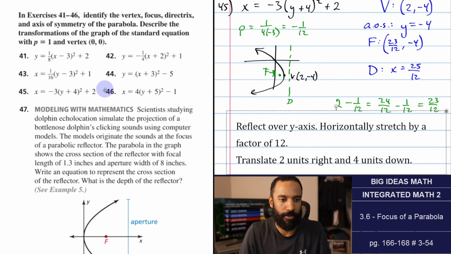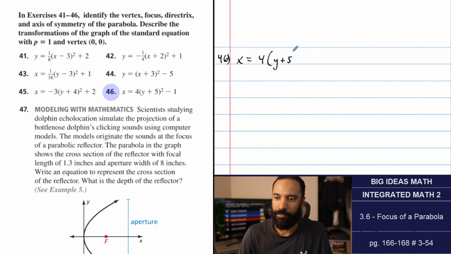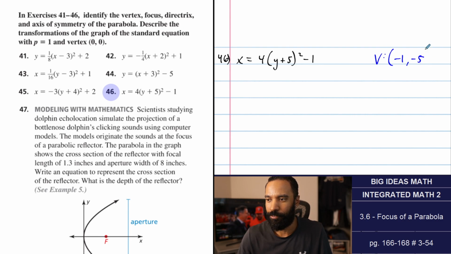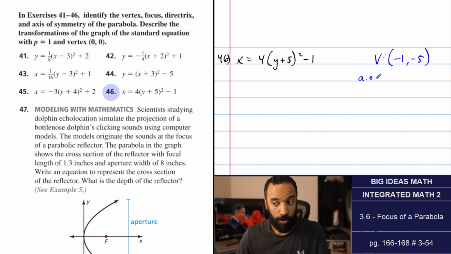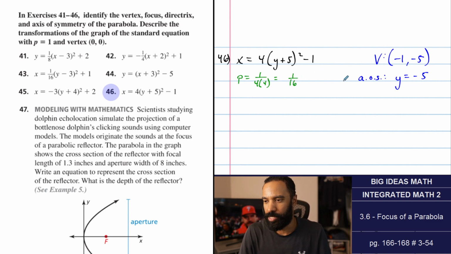Okay, one more, number 46. We got x equals 4 times y plus 5 quantity squared minus 1. So the vertex is at (h, k), negative 1, negative 5. Hopefully you're getting used to that for an x equals y squared equation. The axis of symmetry is going to be at y equals negative 5. The p-value is 1 over 4a, so 1/16. And we're going to go 1/16.